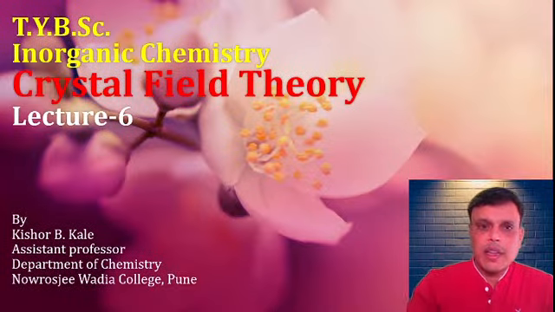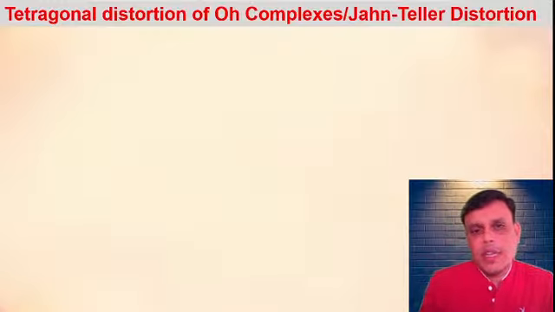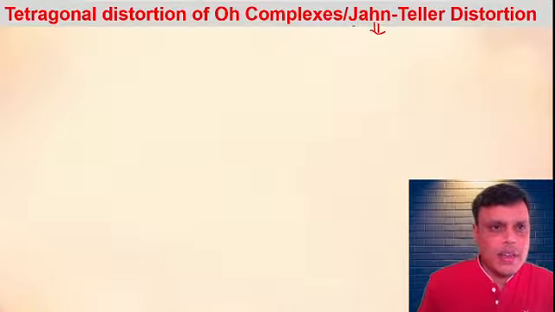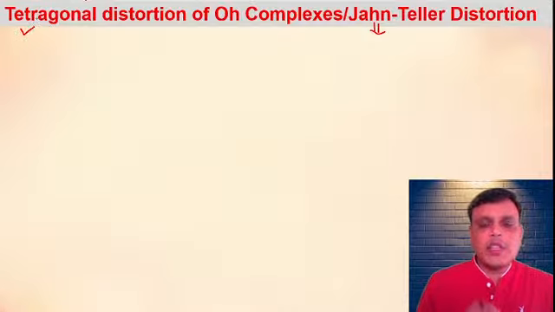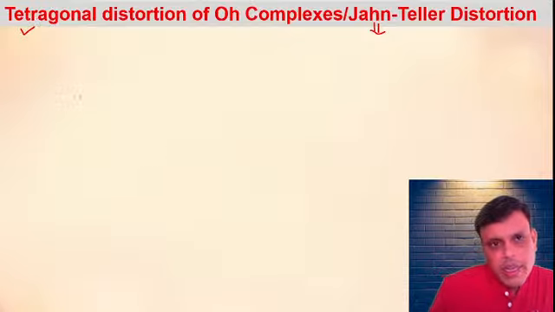So we will start the tetragonal distortion, or sometimes it is also called a Jahn-Teller distortion. Most popularly it is known as a Jahn-Teller distortion. There is another name also, that is tetragonal distortion, because after the distortion of a perfect octahedron, tetragonal geometry is formed. That's what is called a tetragonal distortion. Now why this occurs, I have told you.